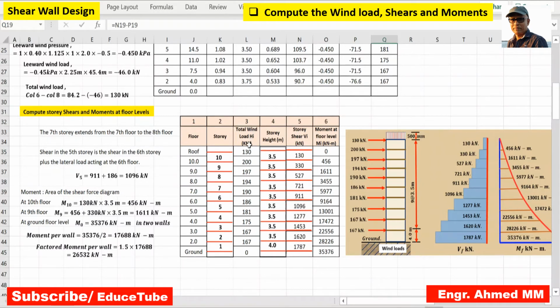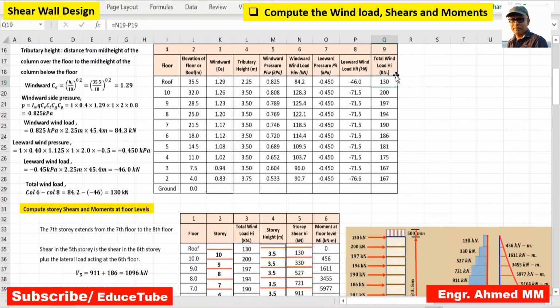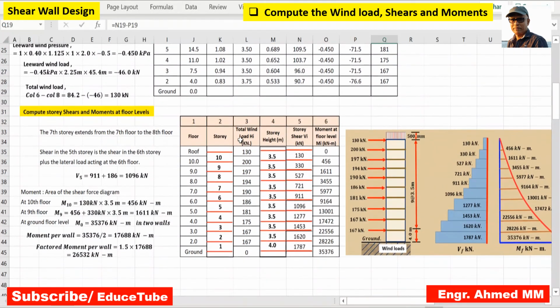Now total wind load, this we actually got against the floor. So it is written same as the roof 130, 10, 200. It is the same as this. I just brought this full column exactly as it is. I brought it here. Now story height. Story height will be 3.5, 3.5, 3.5, all will be like that. And this story height will be 4.